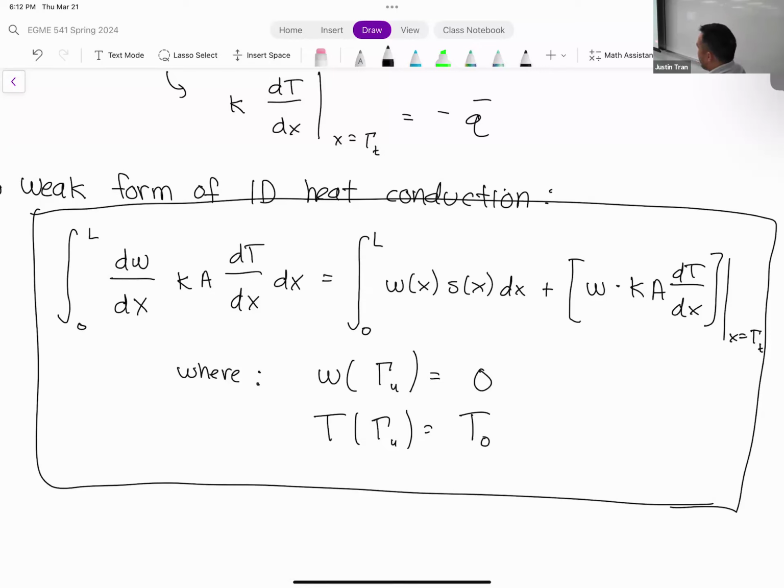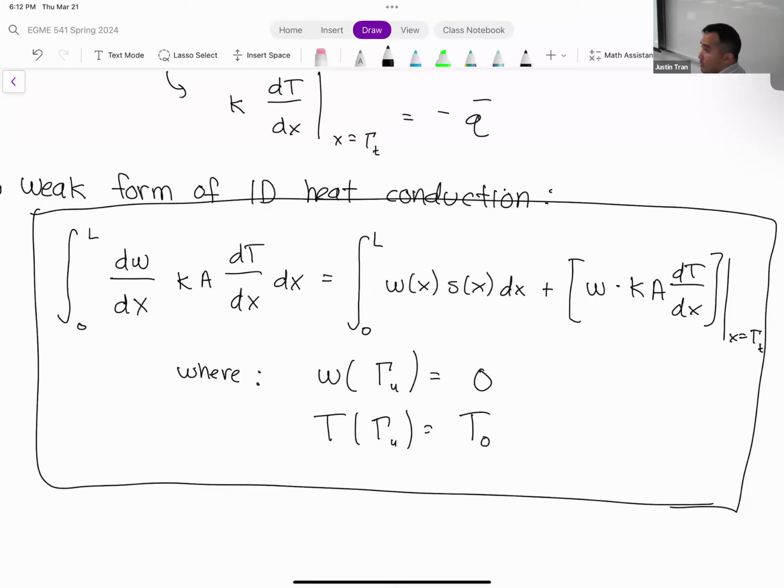So that's our weak form. It looks very similar to our weak form for 1D elasticity. The biggest difference here is that I use our general boundary terminology. Instead of x equal to 0 and x equal to L, I use the terms gamma T and gamma U. Okay, any questions on any of this so far?